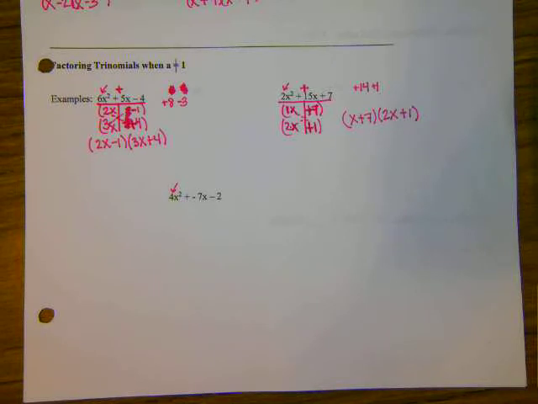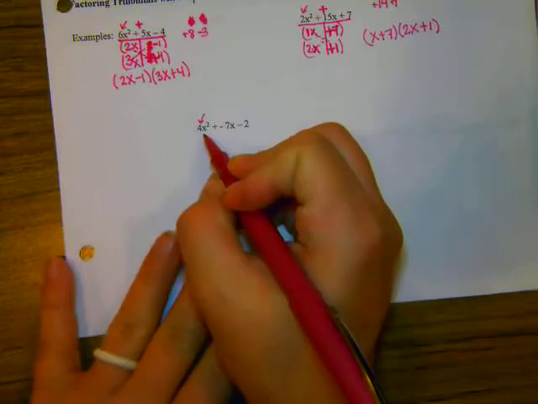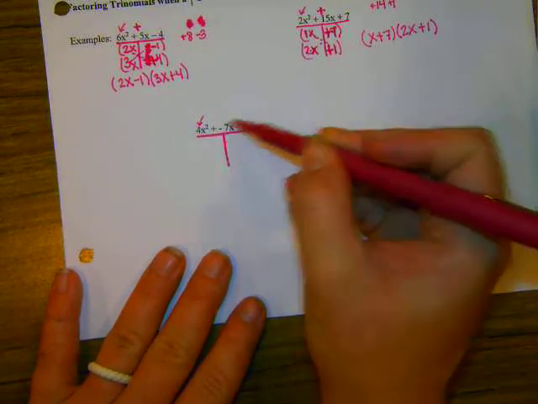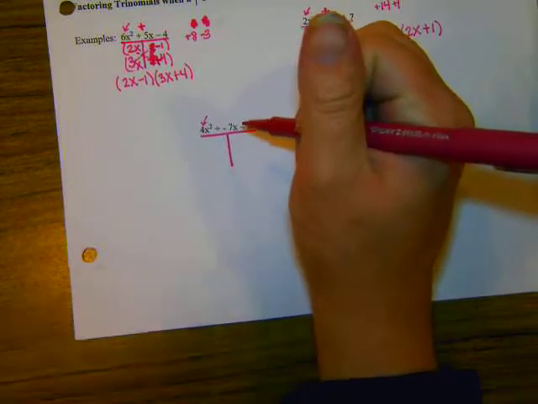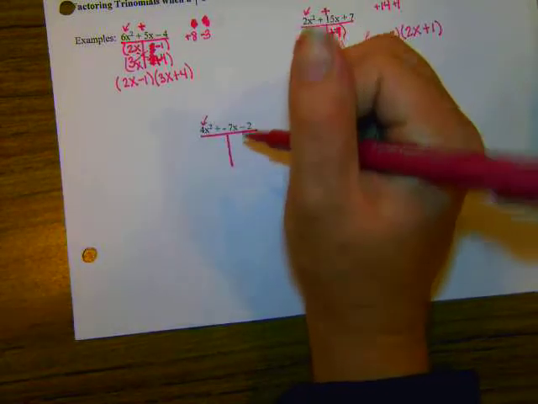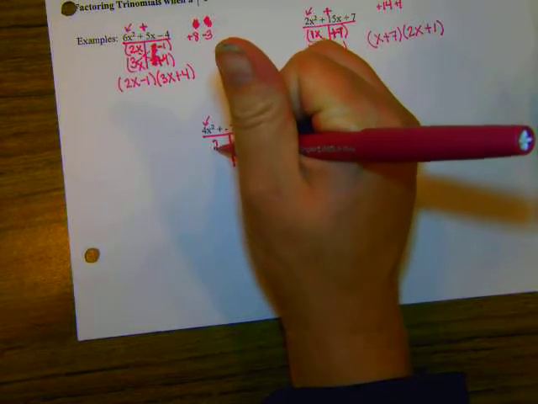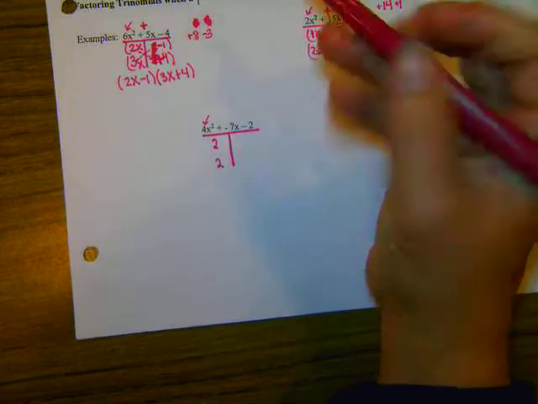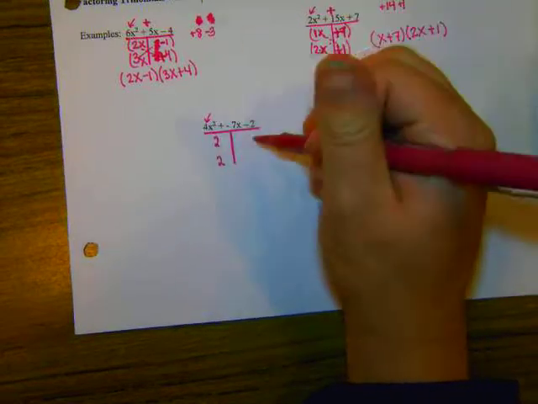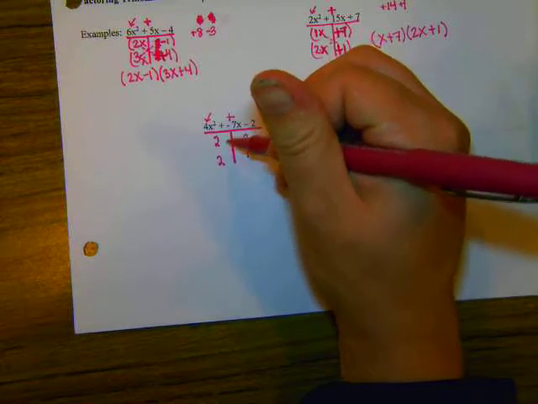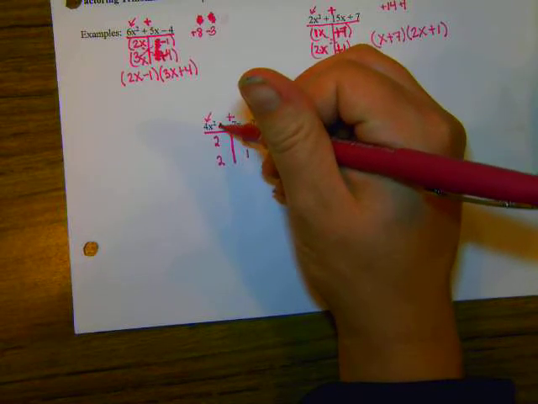Okay, let's try one more. Here, T chart, because there's no GCF: 4x squared plus 7x minus 2. So numbers that multiply to 4, I'll just try 1 and 4. Again, this is trial and error. Well, let's actually try 2 and 2, and I'll show you. So again, these are numbers that multiply to that. Numbers that multiply to 2 are only 2 and 1. And our goal is to add, that should be a -7. Okay?